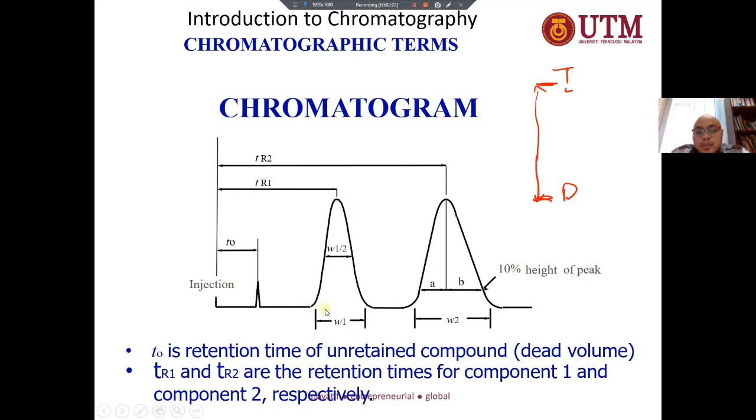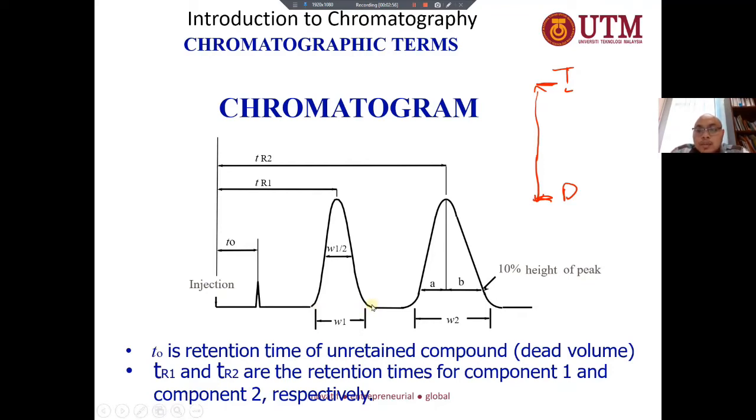If we look over here, we have W1 and W2, or W half. W1 and W2 represent the distance between the beginning of the peak until the peak ends. Okay, it can be measured in two ways. Either you use a ruler by measuring the distance in centimeters or millimeters.